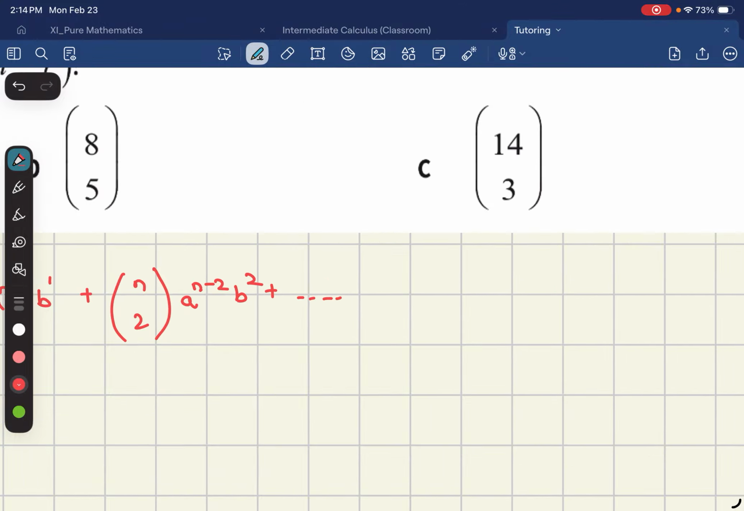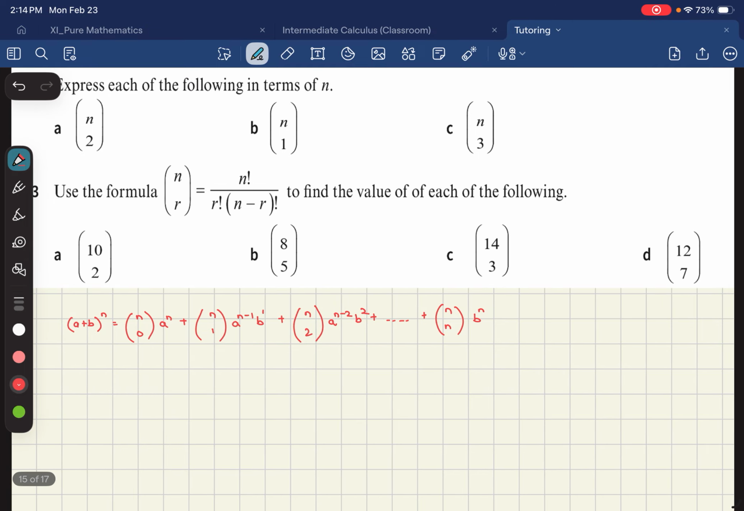And if you notice, the power of a is going to decrease and the power of b is going to increase. You're going to do this up until you get to nCn, and then a to the power n minus n, that is a to the power 0, which is just 1, and you have b to the power n. So this is the binomial theorem.